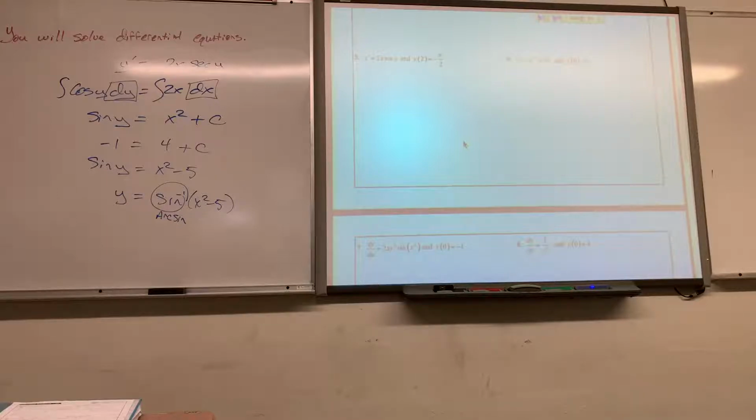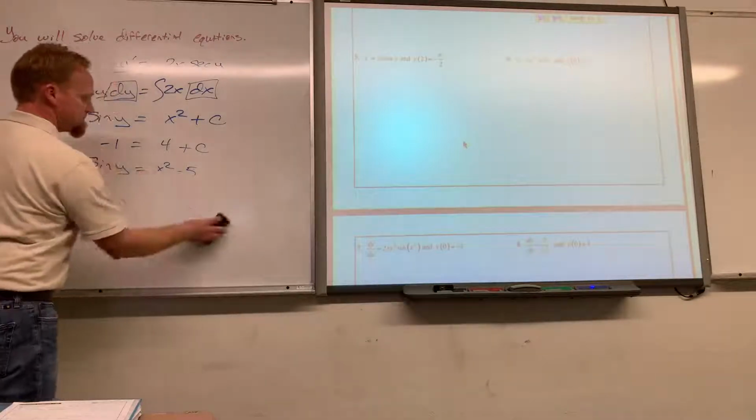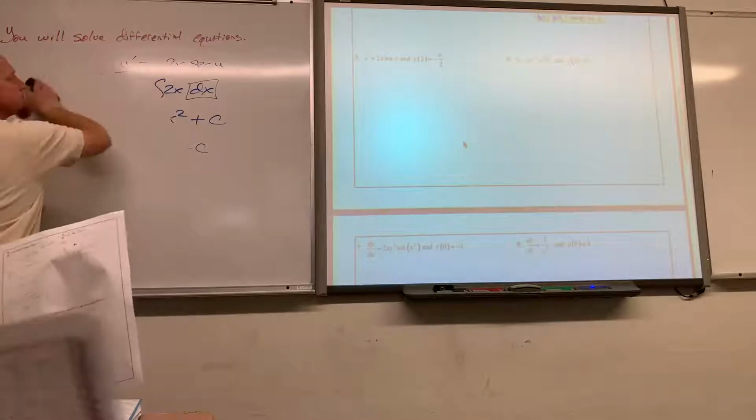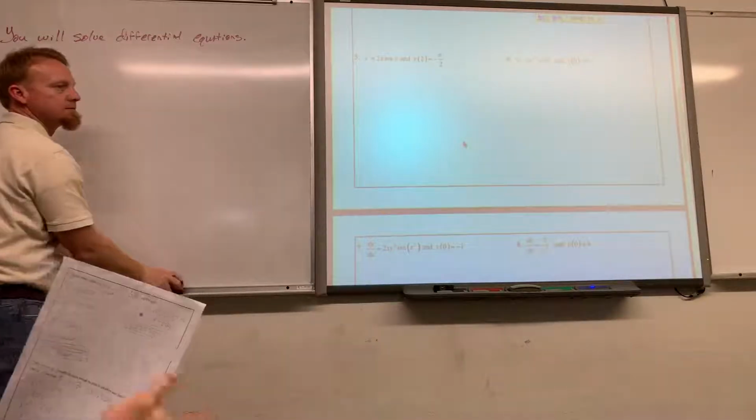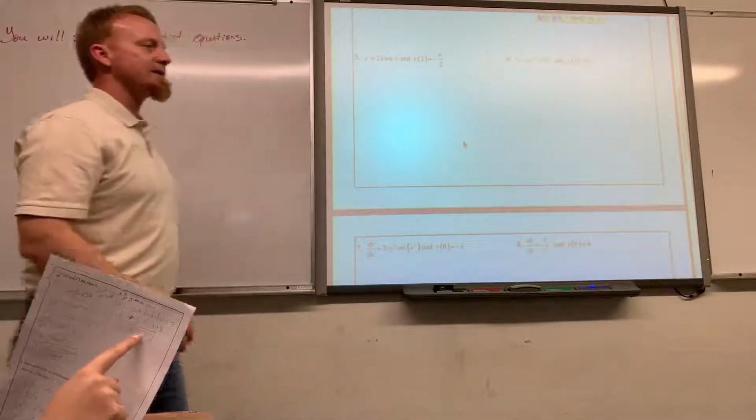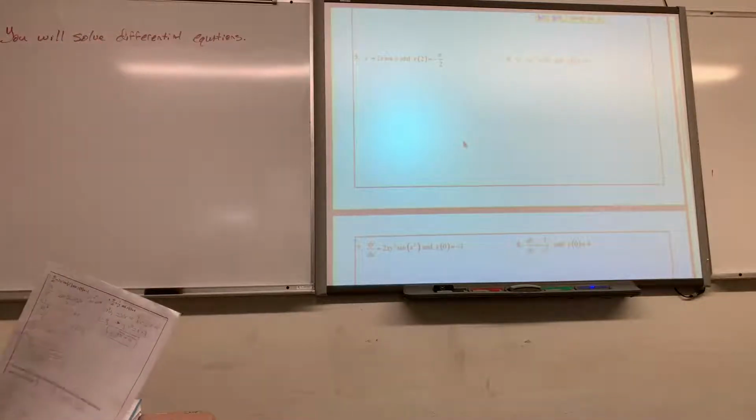Alright, let's do one more, Abby. Number 7. Why is it 9? Alright, we'll look at 7 and then we'll talk about 9.